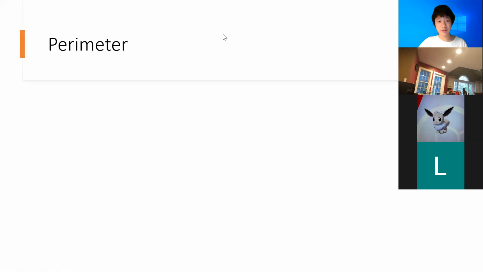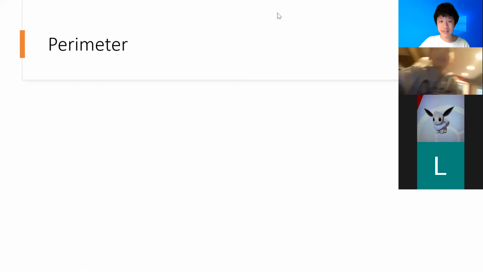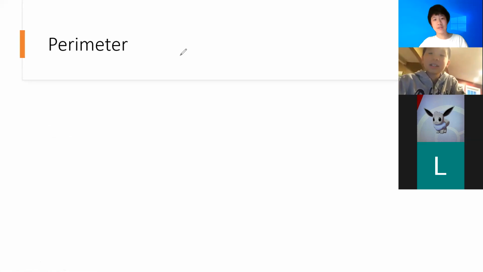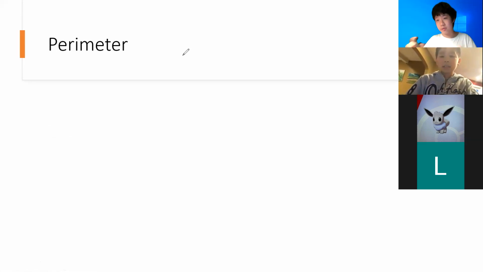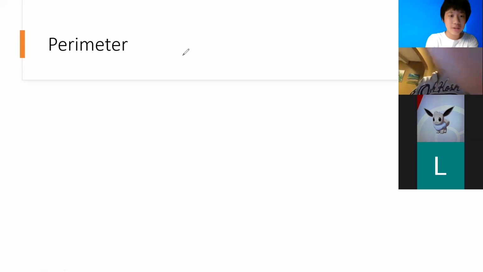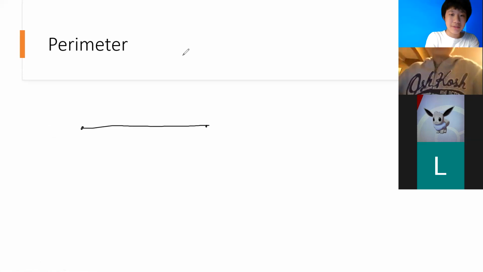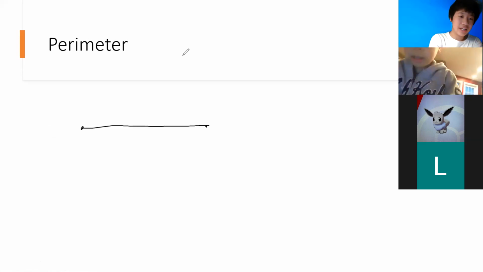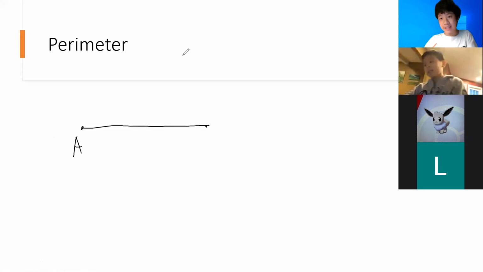So perimeter. All right, what is perimeter? Well, let me get out my pen here. So before we go on to what perimeter is, let's first talk about what length is, what a segment is. In math, a segment is a short line with a set length, okay? This is called a segment. We make a segment by connecting 2 points together. In this case, we have point A and point B, and we've connected that, okay?